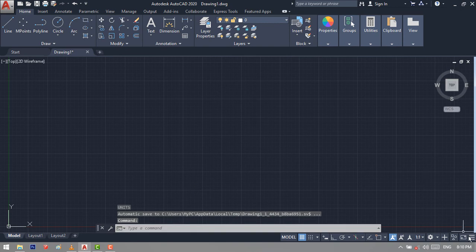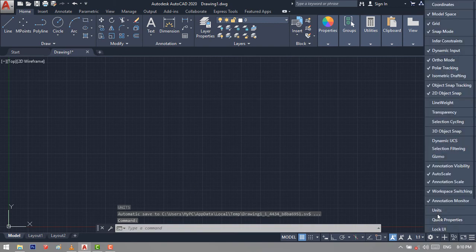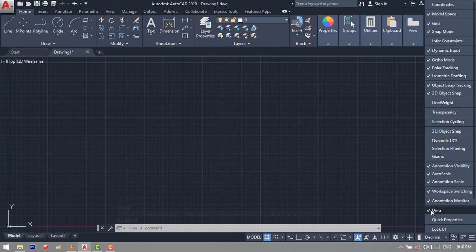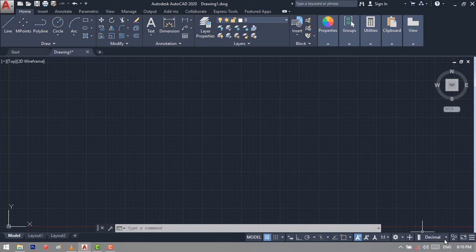You can also have units from here down in the status bar. Here you can turn on units, but these units just contain architectural, decimal, engineering, and these things. You don't have lots of options in that. You can just select the free range units.